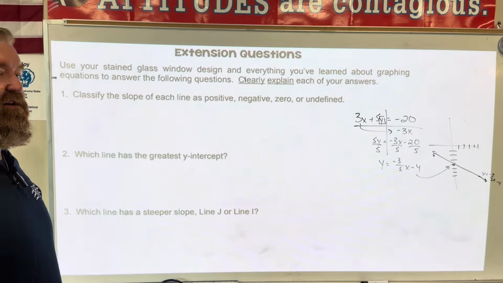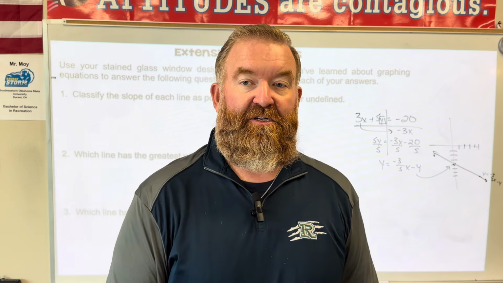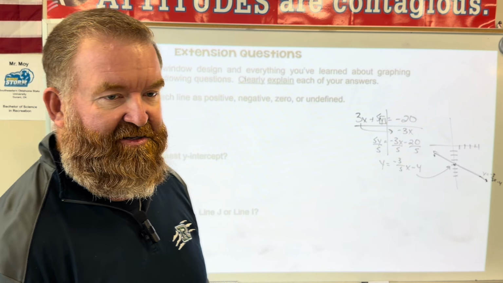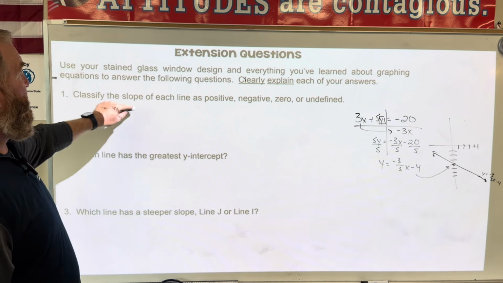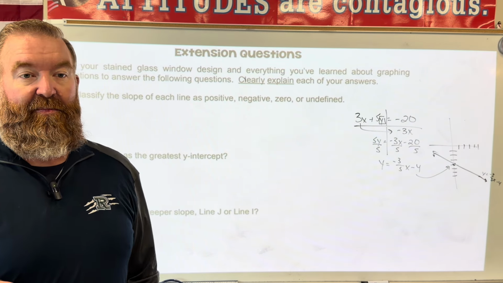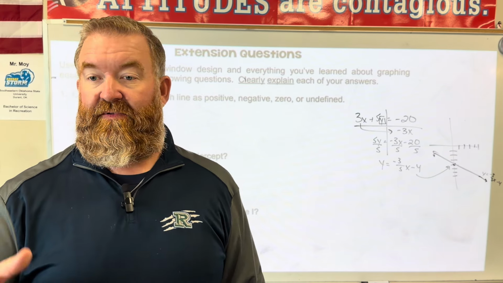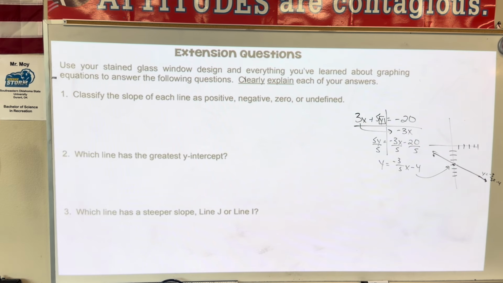Clearly explain each one of your answers. It has to be in full sentences with correct punctuation. No, I really don't care. I'm just kidding. This is not English. Use your stained glass window design and everything you learned about graphing equations and answer the following question. Classify each slope of the line as positive, negative, 0, or undefined. You can do it on your graph paper, or you could say number 1, positive, number 2, negative, number 3, 0. You can put whatever you want. Just make sure that I know what the answers are.